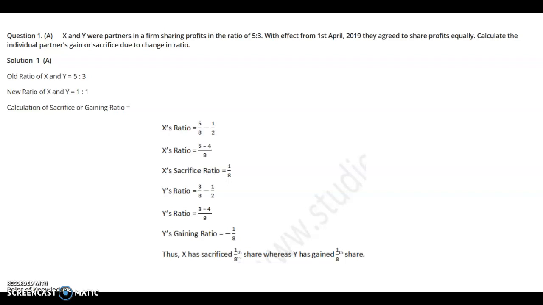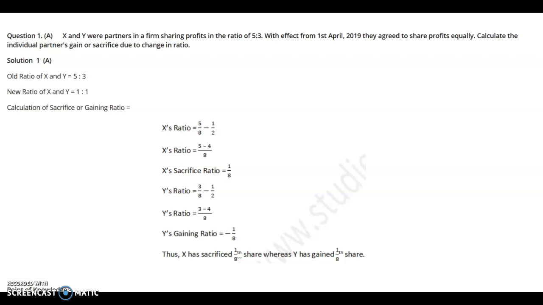Dear students, let's understand the concept of calculation of sacrificing ratio and gaining ratio with reference to this lesson of change in profit sharing ratio amongst the existing partners. As I told you, sacrificing ratio means decrease in the share of a partner in the profits of the firm, and gaining ratio means increase in the share of a partner in the profits of the firm. Now, how will it be calculated?